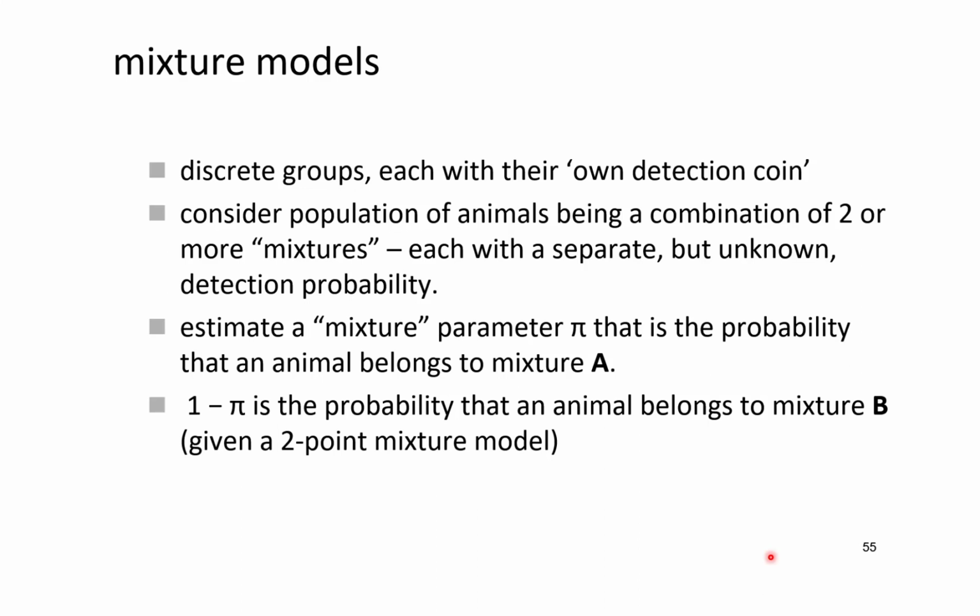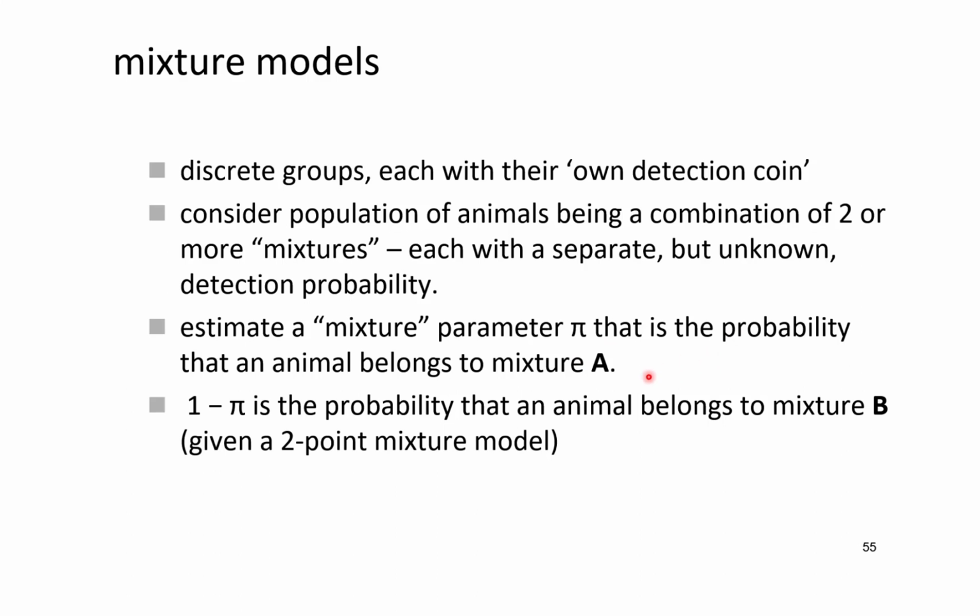So we imagine a discrete set of groups. Usually it's 2, sometimes 3, anything more than that, you start running out of data. And obviously, eventually, if you had one mixture group for each individual, then you're back at that situation that we said is not possible. So it's an approximation. So discrete groups, each with their own detection probability. So we consider the population of animals as being a combination of 2 or more mixtures, each with a separate but unknown detection probability. And what we do is we estimate a mixture parameter, which is usually pi.